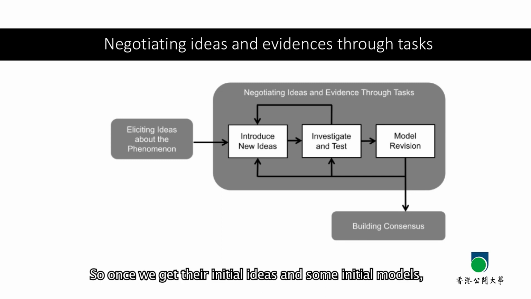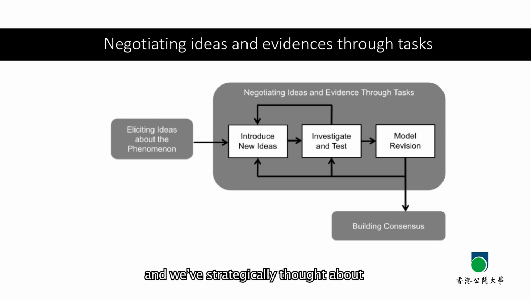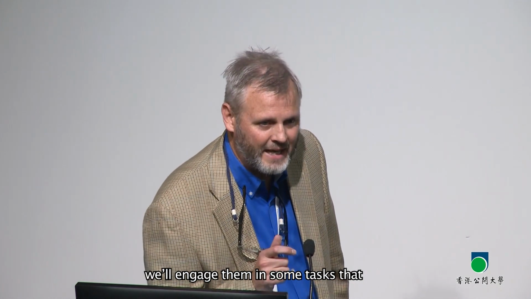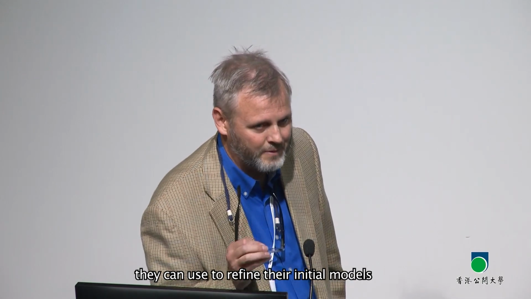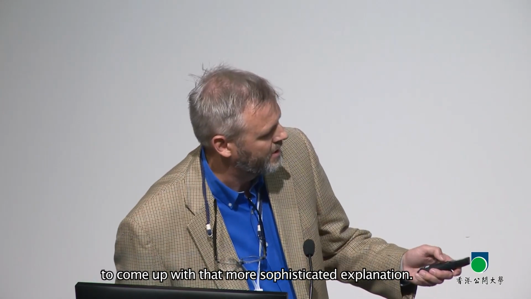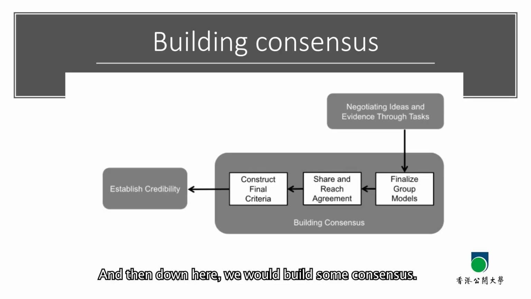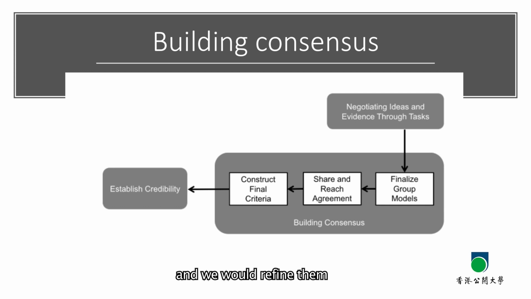So once we get their initial ideas and some initial models, then we've strategically thought about what ideas are important to try to put on the table for students to reason about, so that we will engage them in some tasks that they can use to refine their initial models, to come up with that more sophisticated explanation. And then down here, we would build consensus. So we would take what we learned across those tasks and we would take them back to our model and we would refine them using the ideas that we learned about.